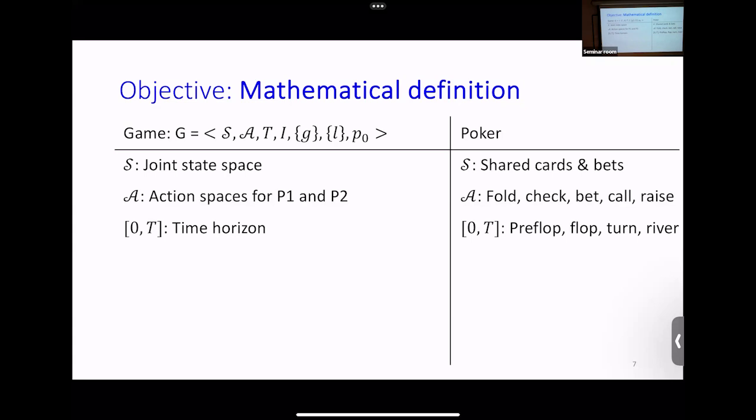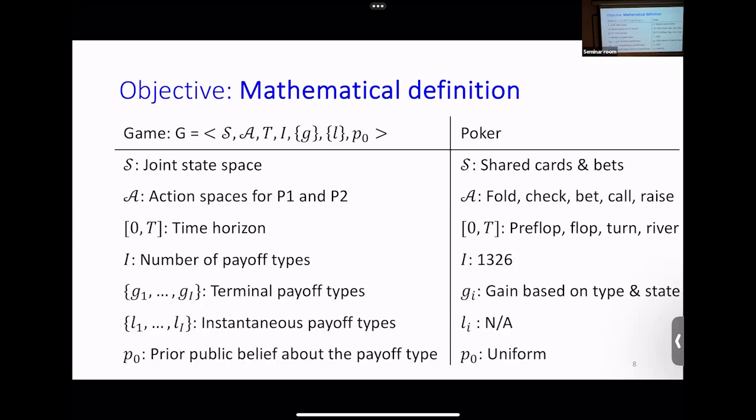And then you have an action space for the players. In poker it will be fold, check, bet, call, raise. And there will be a fixed time horizon. And here are the elements related to the information. So first of all, there's a number of payoff types. So you can imagine that there are a number of possible games that are being played.